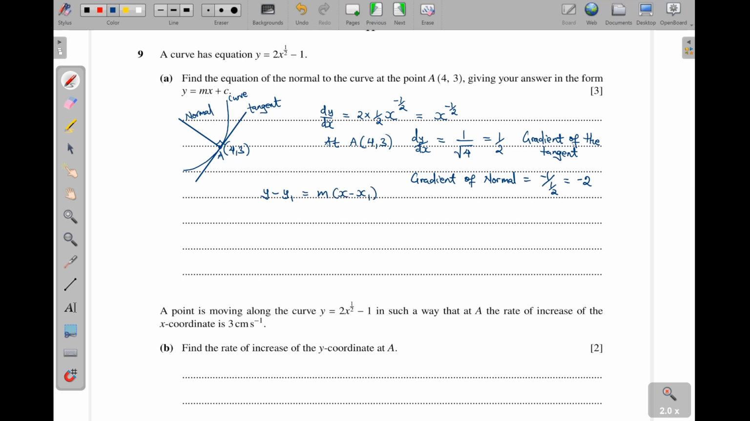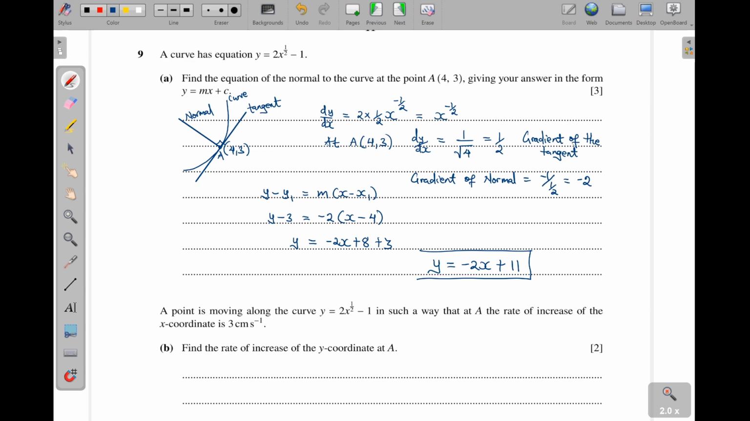Remember, I said you must get at least one point through which a line passes, which is this one, and also the gradient which we have gotten. So y1 is this 3 here. So we shall have y minus 3 is equal to m, this one here, negative 2, and then x minus x1, this 4 here, okay? Then when we open the brackets and take the negative 3 to the other side, we shall have negative 2x, then plus 8, then plus the 3. So the equation of the normal is y = negative 2x plus 11.